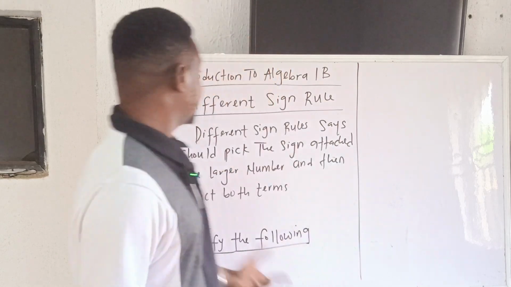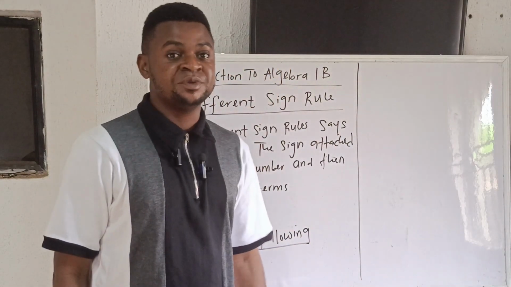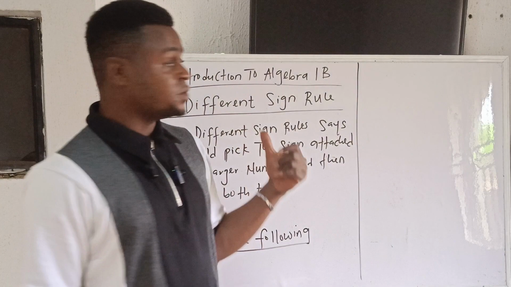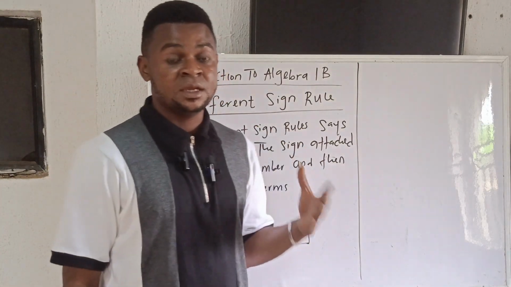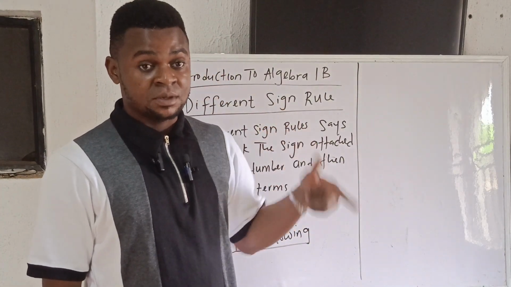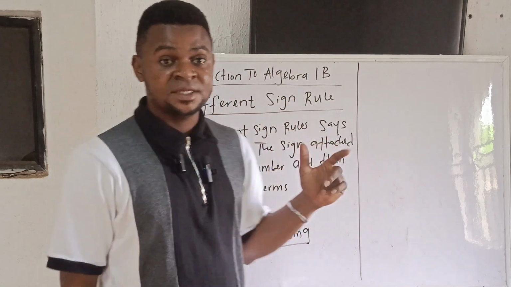So for today we are going to be looking at Introduction to Algebra 1B. The previous video was on Introduction to Algebra 1A, which talks about the same sign rule, but this is talking about the different sign rule.